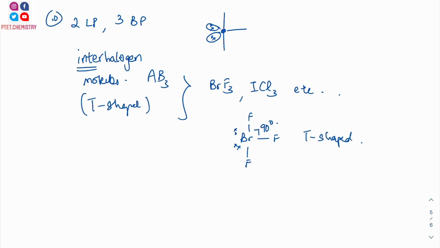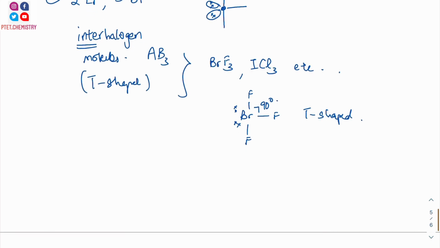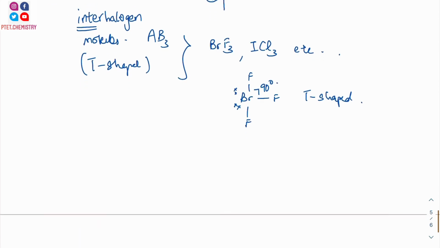So it's something you might not be familiar with unless you are specifically doing this for your A-level curriculum. The last one that I'll talk about really is 2 lone pair and 4 bond pair. This one is quite interesting.